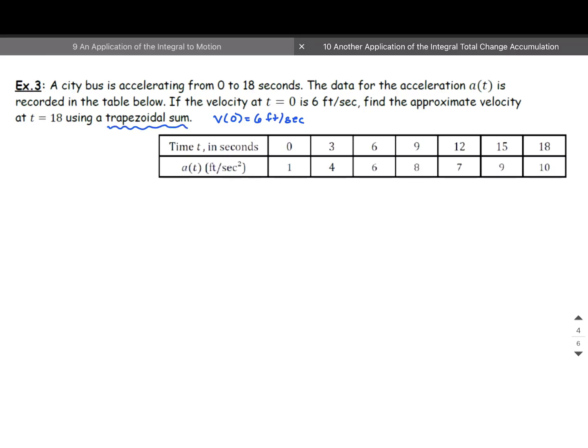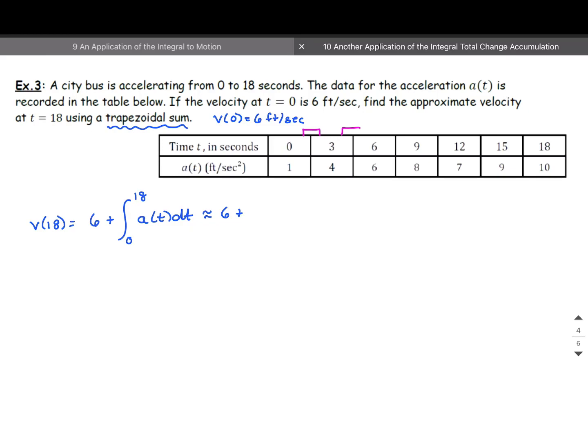Okay, so if I want to find the velocity at 18, we would need to know our starting velocity, which is 6, plus the integral from the starting time 0 up to time 18, and we integrate our acceleration dt. We don't have an acceleration function, so we have to use the trapezoidal sum. So it's going to be 6 plus. Now before I do a trapezoid, look at your t's.